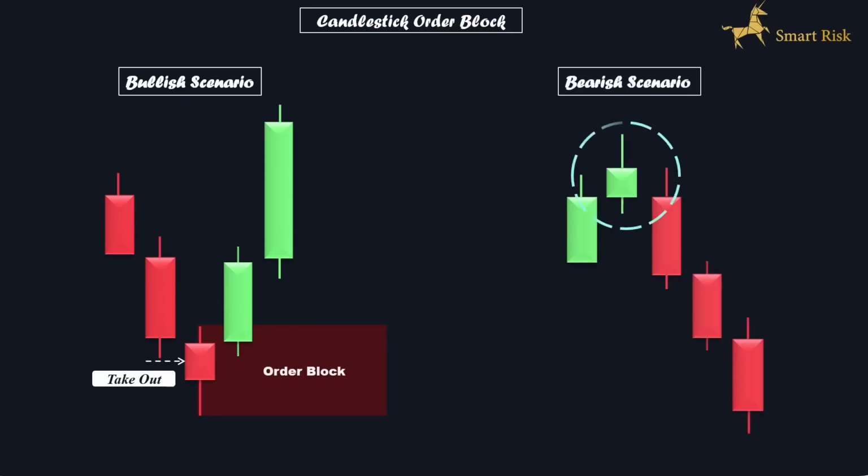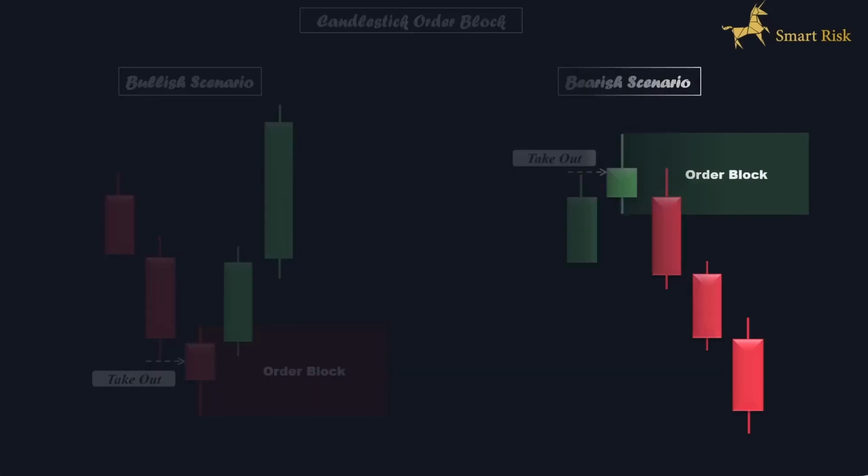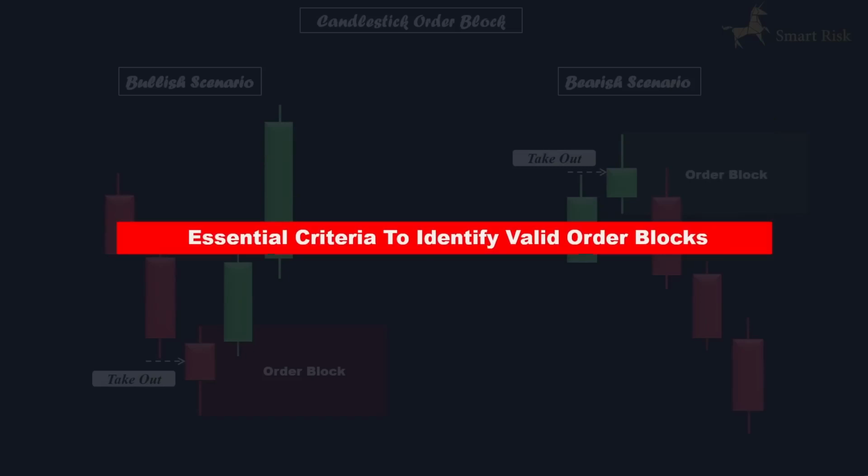Similarly, in a bearish scenario, a candlestick-based order block refers to the last buying candle before the price starts pushing downside drastically. This candle typically breaks above or effectively sweeps the liquidity of the highest point of the previous candle. Now, let's move into essential criteria and rules that we need to consider to identify valid order blocks in the market and understand how we can use them to our advantage.